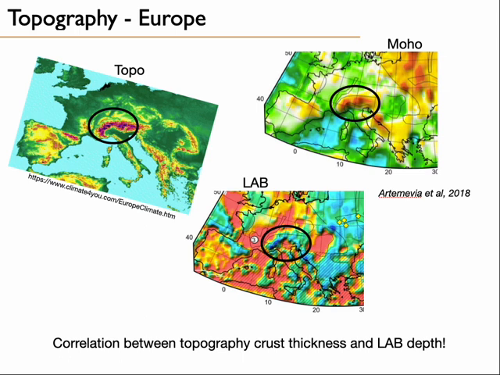Now we've discussed topographic maps, we've seen crustal thickness maps or Moho depths, and lithosphere-asthenosphere boundary maps. And if we look at regions such as the Alps, we actually see a correlation between the highest topography, the largest crustal thickness, and the deepest lithosphere-asthenosphere boundary depths. So there is a first order correlation between the thickness of the crust and lithosphere and the topography. That's what we want to discuss further here.